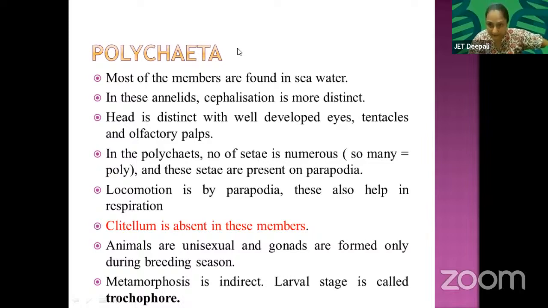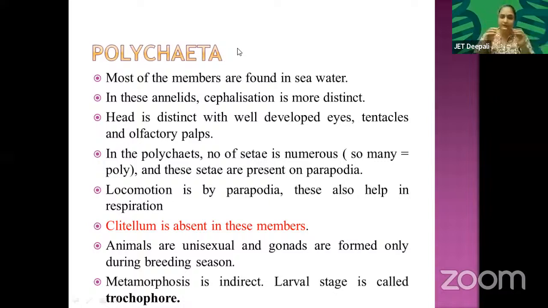Clitellum is the segment of the body where their reproductive organs are present. Animals are unisexual and gonads are formed only during breeding season. Only during breeding season do they carry their gonads. Otherwise, they are living an infertile life. Whenever their breeding season comes, only then do they bear the gonads.